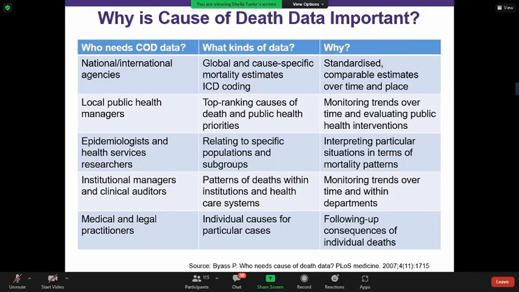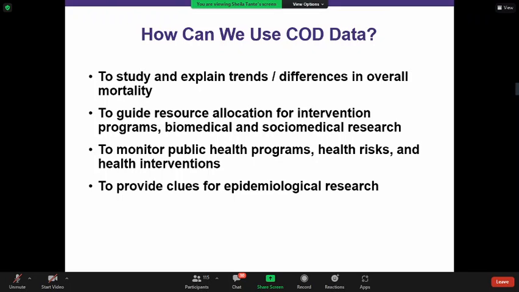Okay? So, how can we use cause of death data? To study and explain trends or differences in overall mortality, to guide resource allocation for interventions, like intervention programs, biomedical and socio-medical research, to monitor public health programs, health risks, and health interventions, and to provide clues for epidemiological research. So, cause of death is a puzzle in itself.